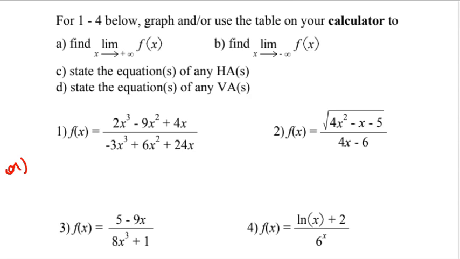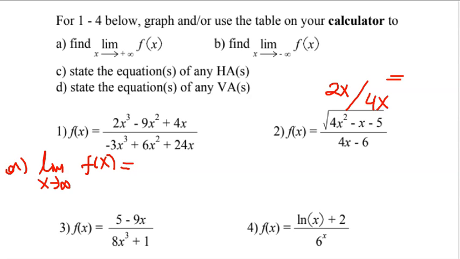Part A, limit as x approaches infinity, f of x. In this case I'm going to look at the end behavior. The end behavior of the top function is just 2x, and the end behavior of the bottom function is 4x, and the limit is going to be equal to just 1/2.